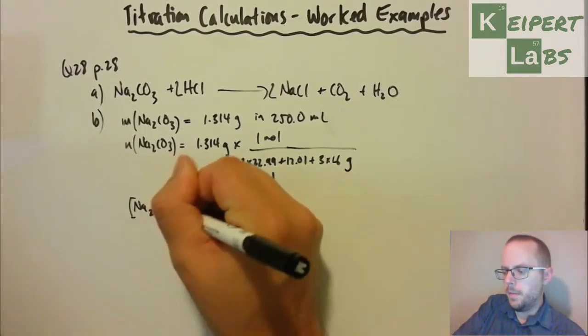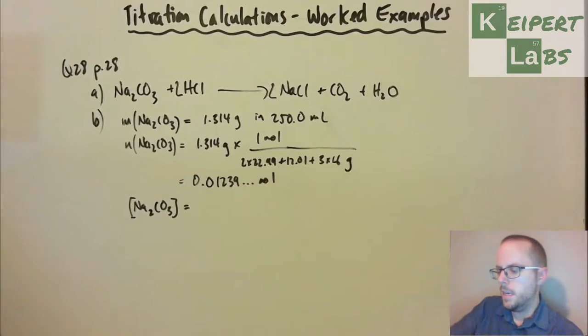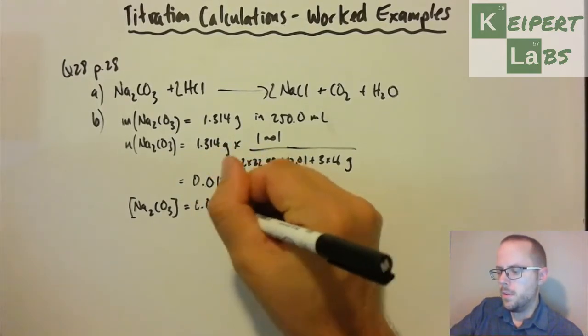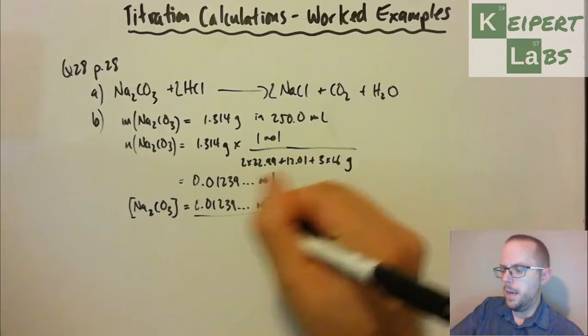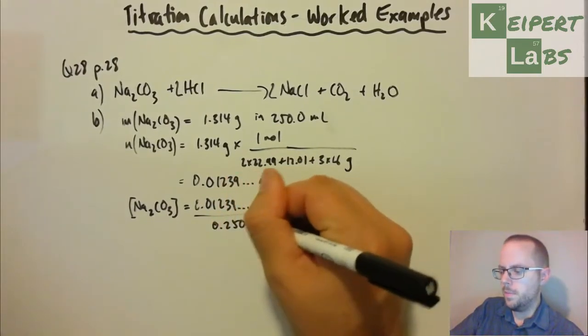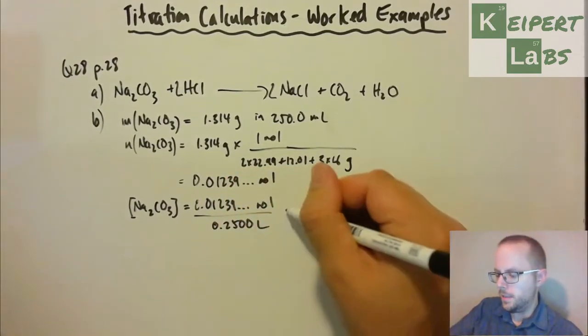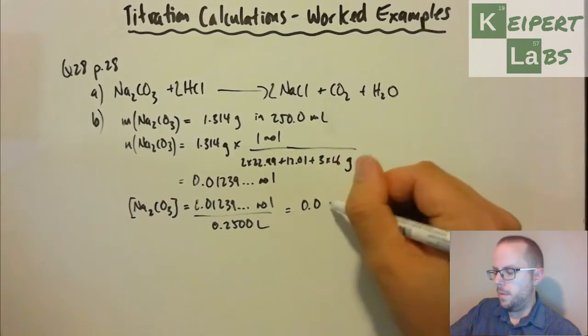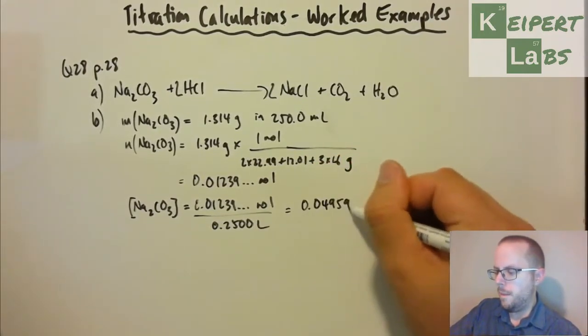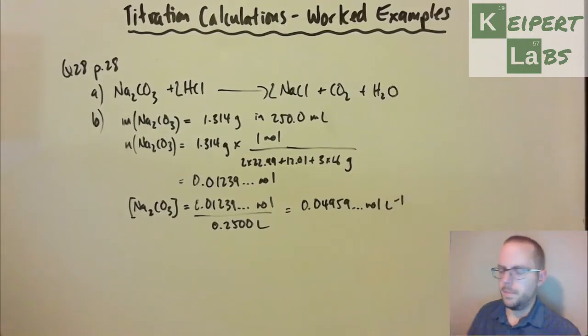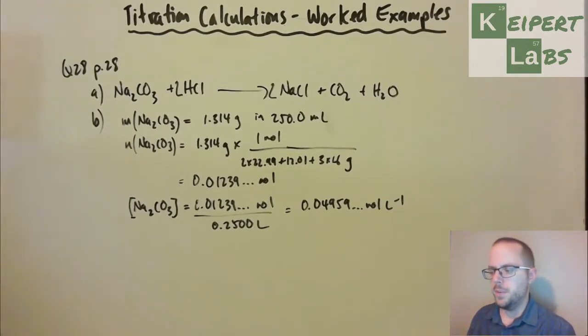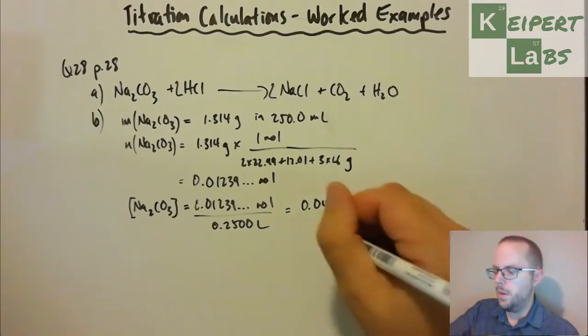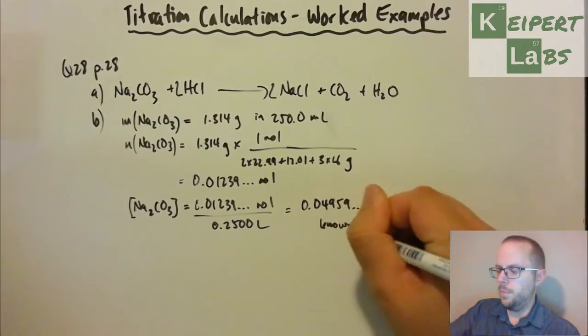And so our concentration of sodium carbonate, using the shorthand with the square brackets, is this number of moles divided by our volume of 250 mils, expressed in litres, and so we get a value of approximately that. So that's our concentration of our sodium carbonate solution. But then what we need to do is say, all right, that's what we're starting with. We need to know how many moles of sodium carbonate is participating in our reaction? Because this is our known.